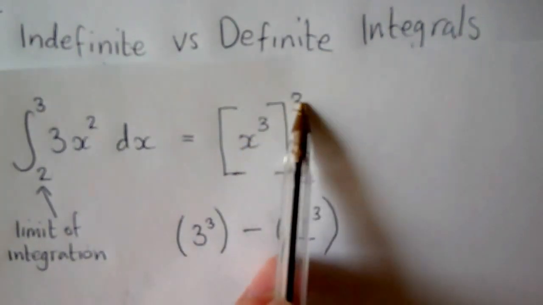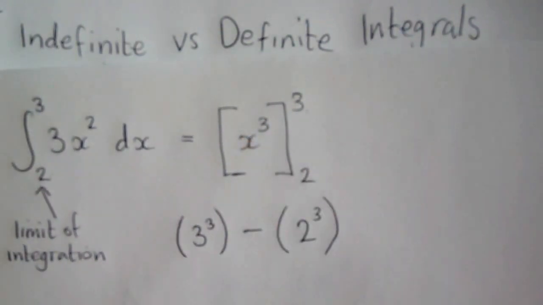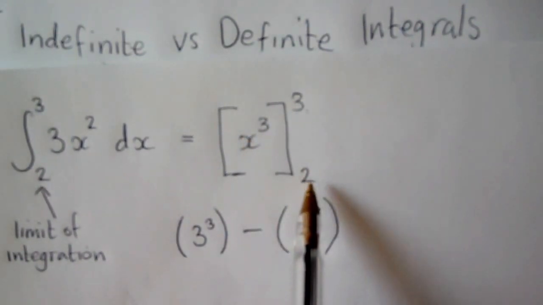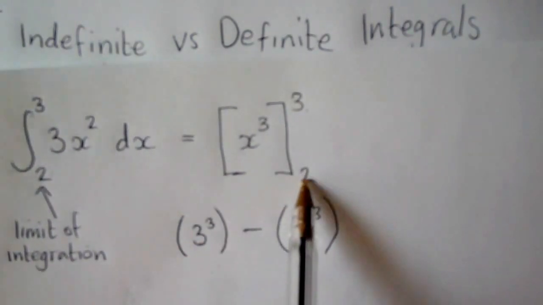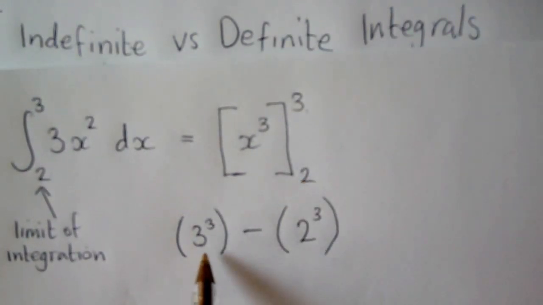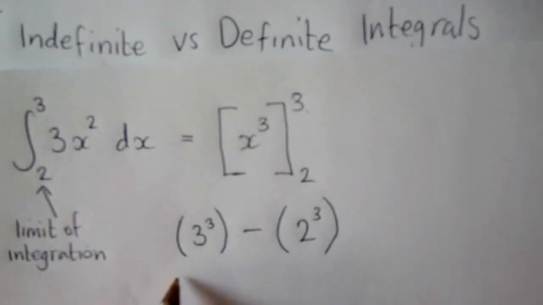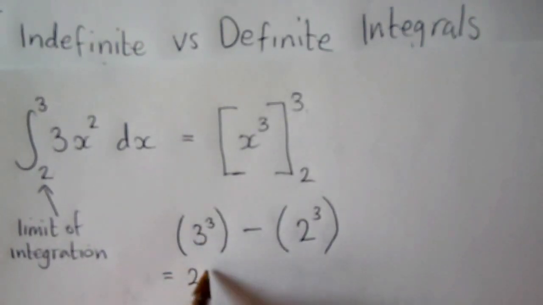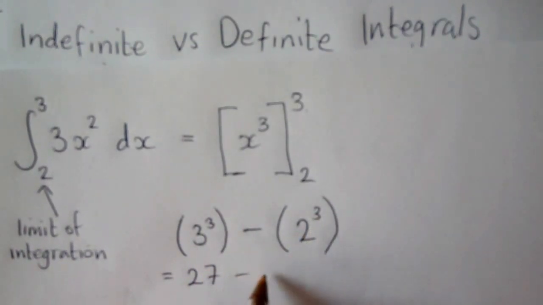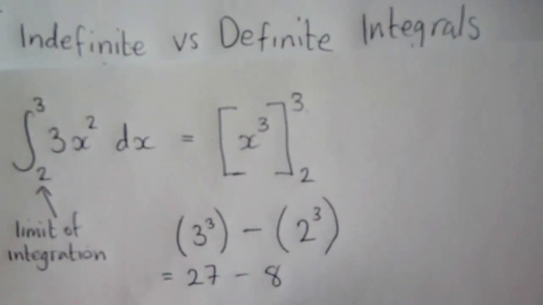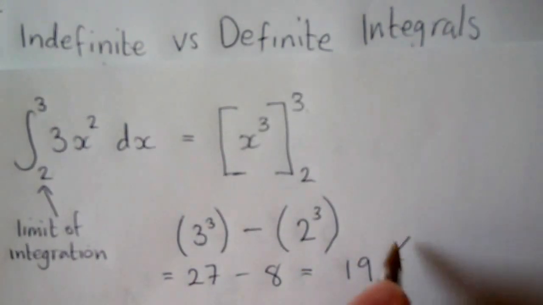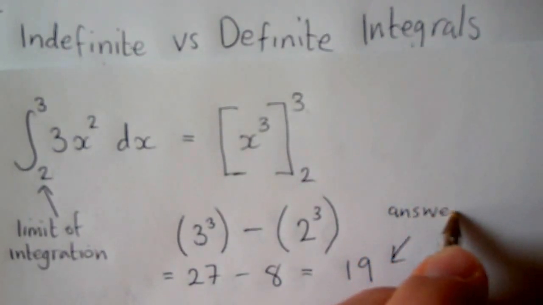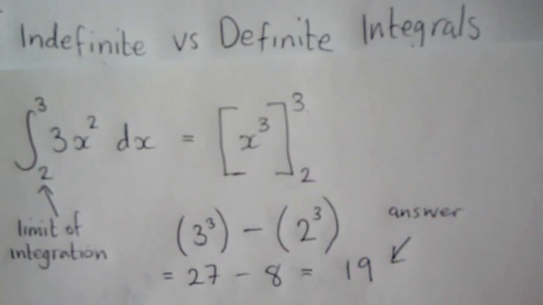So you can see what we've done there. We've first taken this number and substituted it in for x, and then we've subtracted and put the lower limit in for x. And it's always the same way. You put this number in first and then you subtract this number when it goes in. But now you just need to evaluate that. So 3 cubed, 27, 2 cubed, 8. 27 minus 8, 19. That's the answer to the definite integral, okay?